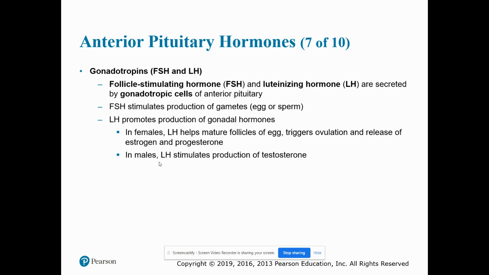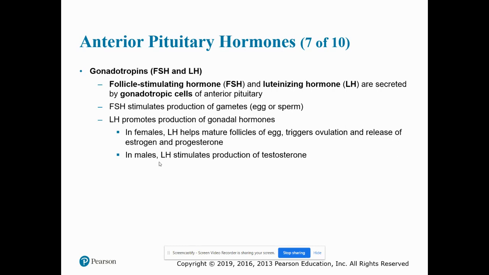Then we have the gonadotropins. And the gonadotropins are going to be our follicle-stimulating hormone, or FSH, and our luteinizing hormone, or LH. And follicle-stimulating hormone and luteinizing hormone are secreted by gonadotropic cells of the anterior pituitary. Follicle-stimulating hormone is going to stimulate the production of gametes, so in males, sperm, and females, eggs. And luteinizing hormone is going to promote the production of gonadal hormones.